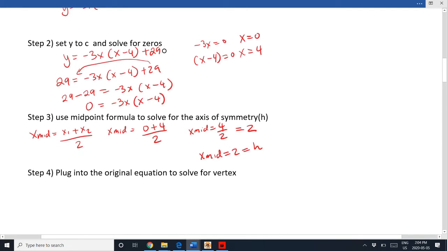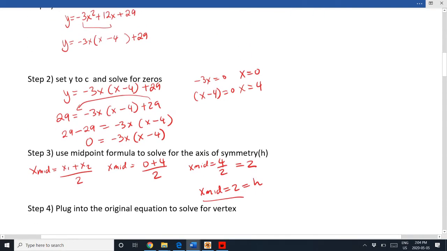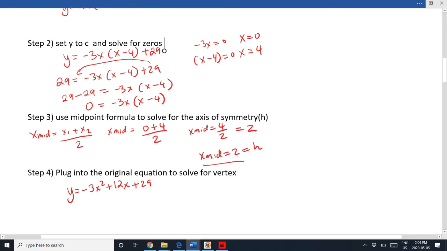In step 4, we want to plug in our x mid value into our original equation and solve for our vertex. So let's go ahead and do that. We can see our original equation looks like this: y is equal to negative 3x squared plus 12x plus 29. And we know our x value of our vertex is 2. So we're going to plug that into here to get our y coordinate.